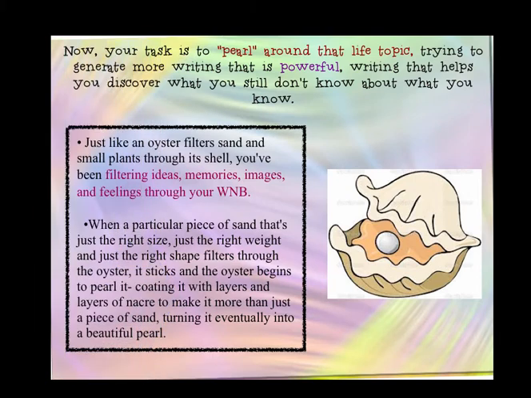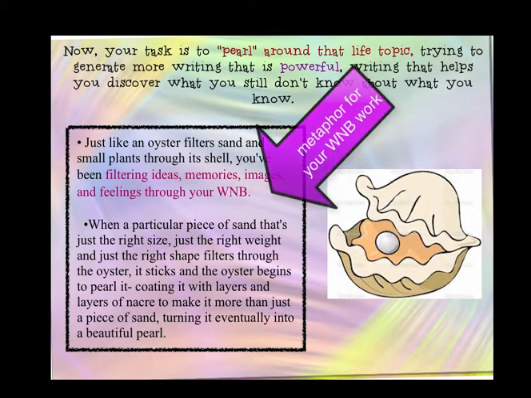Your task in your writer's notebook, once you have a life topic, once you know what that theme is going to be, is to write around that idea, to do some more developing, some more questioning. So your task is to purl around your life topic. What you're trying to do is generate writing that is powerful, writing that helps you discover what you still don't know about what you think you know, which is confusing, but that's where we're going.